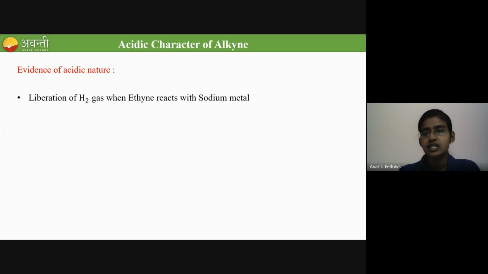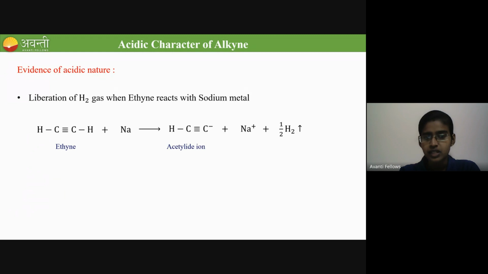The evidence is the liberation of hydrogen gas when ethyne reacts with sodium metal. So I'm going to take ethyne, and this ethyne reacts with sodium metal, producing the acetylide ion, and hydrogen gas is evolved. This hydrogen gas evolution says that the alkyne contains acidic hydrogen. Acidic means H+ is coming out from the compound. The compound which donates H+ ion is called an acid, right?